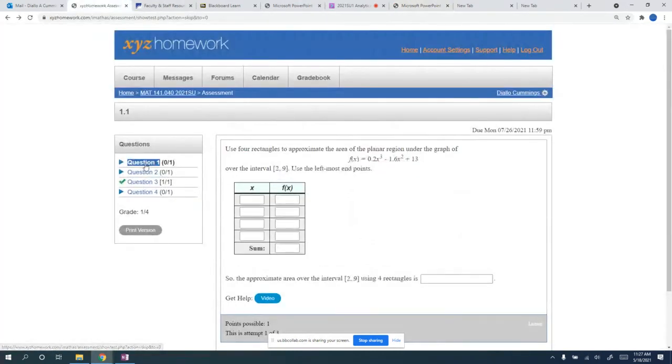All right, so I'm going to return back to XYZ, and for this first problem, we're asked to use 4 rectangles to approximate the area under the curve for this graph, which is 0.2x cubed minus 1.6x squared plus 13 over the interval from 2 to 9, and we're asked to use a leftmost endpoint.